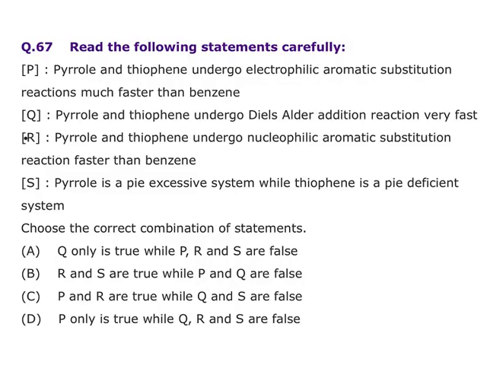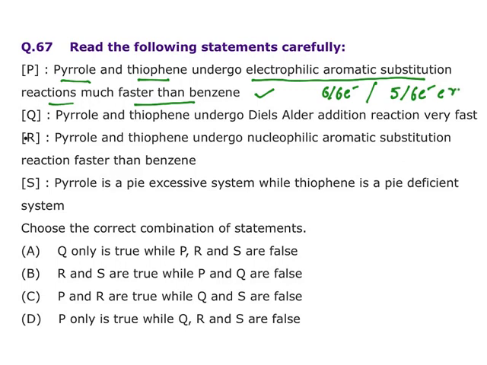Moving to the next one. Now read the following statements carefully. Pyrrole and thiophene undergo electrophilic aromatic substitution reactions much faster than benzene. This is true. The reason is, benzene has 6 atoms and 6 electrons, so every atom has 1 electron. Whereas pyrrole and thiophene have 5 atoms but 6 electrons. So they are known as electron rich.